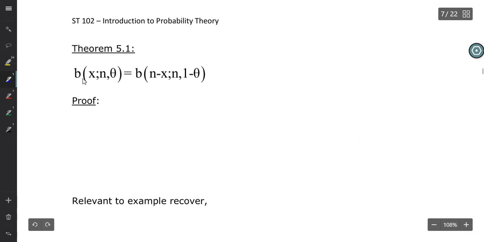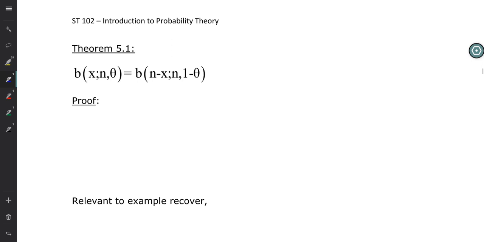Theorem 5.1. So this b(x; n, theta) is the notation that we use for the binomial probability with number of trials n and probability of success theta. This b(x; n, theta) is the same as b(n minus x; n, 1 minus theta). So this is the complement. So here's the formula for the success, and here's the same thing written using the failure, but these two are the same. So let's try to prove this one and see how that failure probability and success probability can be used both ways around.